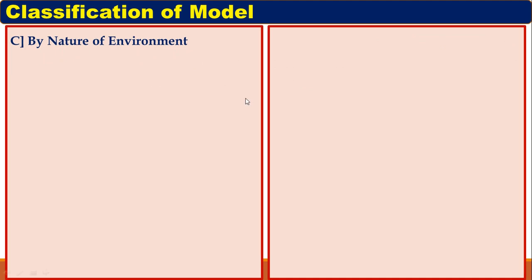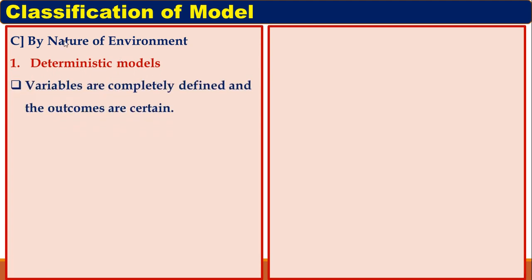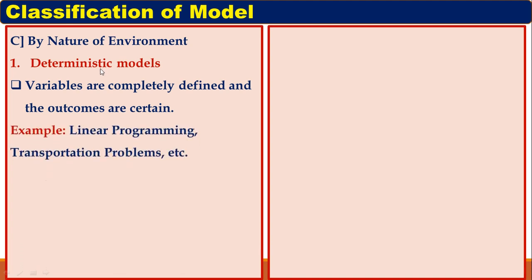Now the third criteria is by nature of environment. First type is deterministic models. Here the variables are completely defined and outcomes are certain. So if we can define the variables completely, and the outcomes are certain, then that model is a deterministic model. Example, linear programming, transportation problem, etc.